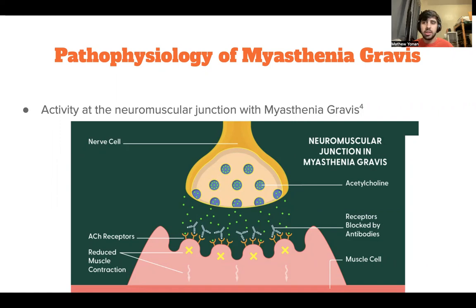Additionally, these autoantibodies can activate a process called the complement pathway, which can lead to a membrane attack complex being created and these receptors actually being destroyed. So these autoantibodies blocking and destroying ACh receptors originate from the person's own immune system, which is why myasthenia gravis is considered an autoimmune disease.